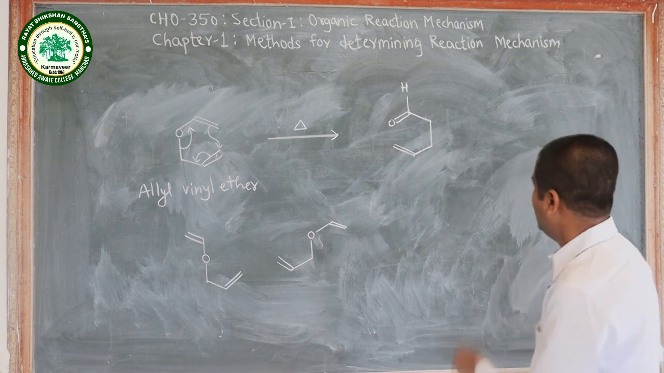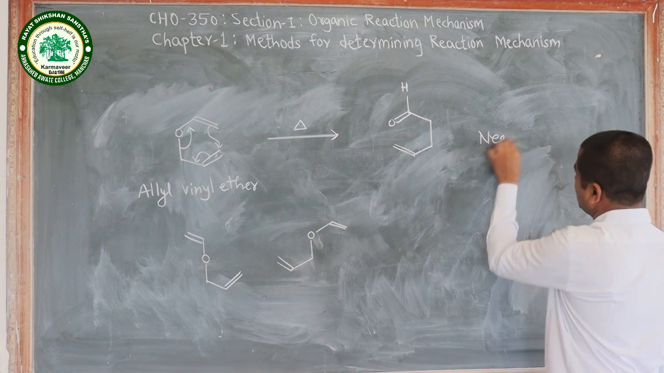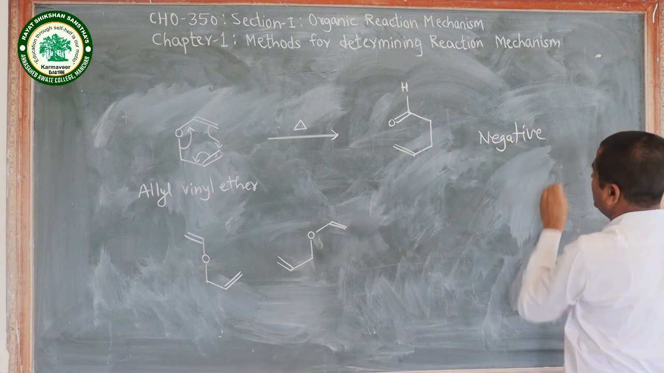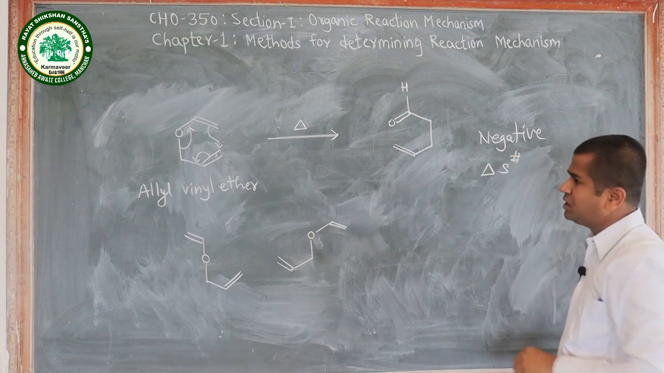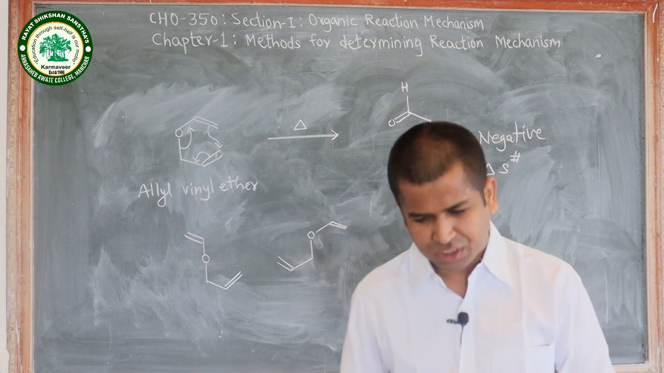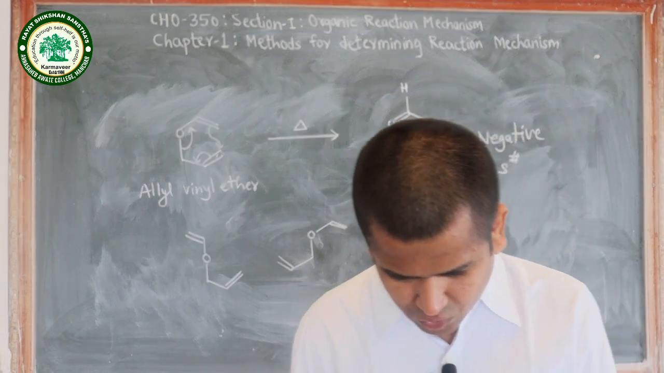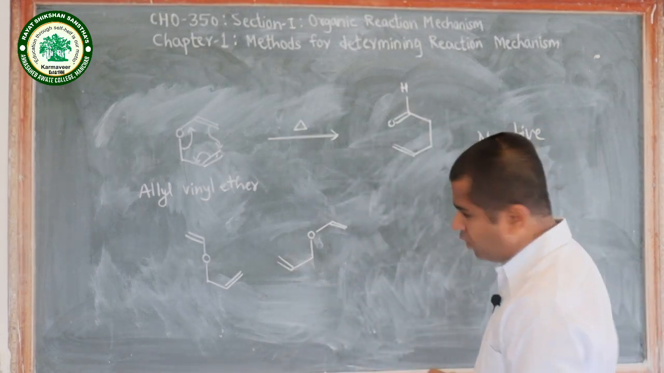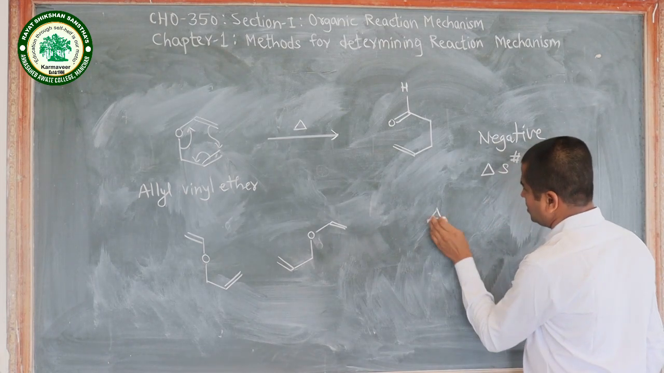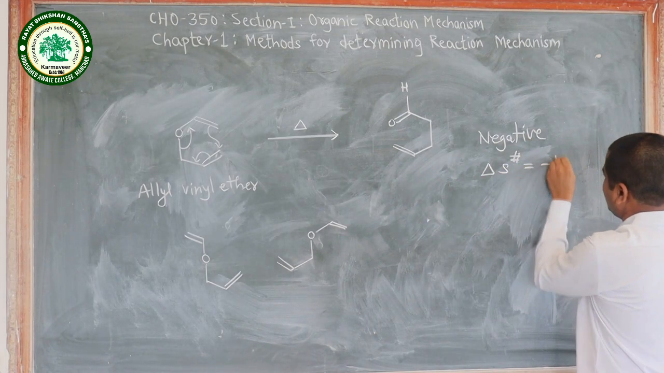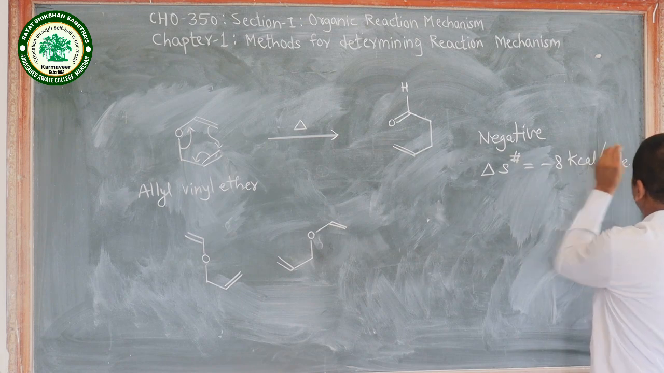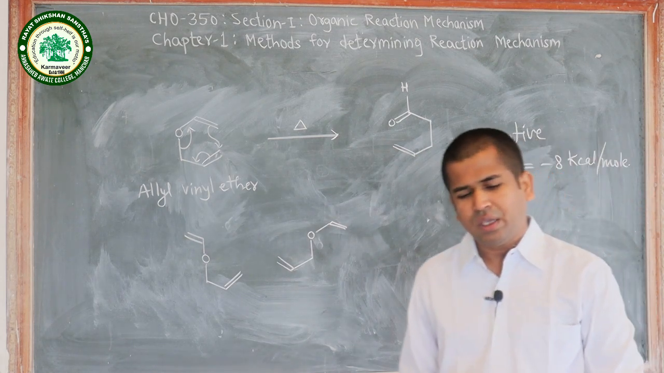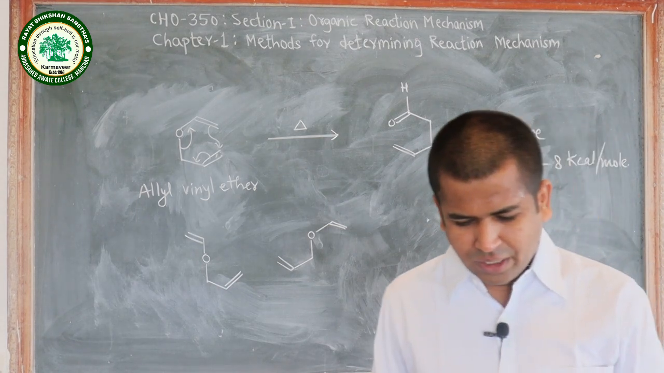So here we get a negative entropy of activation for such reactions. Okay, so for this reaction, the entropy of activation is minus 8 kilocalorie per mole. Okay, now we go for the next example.